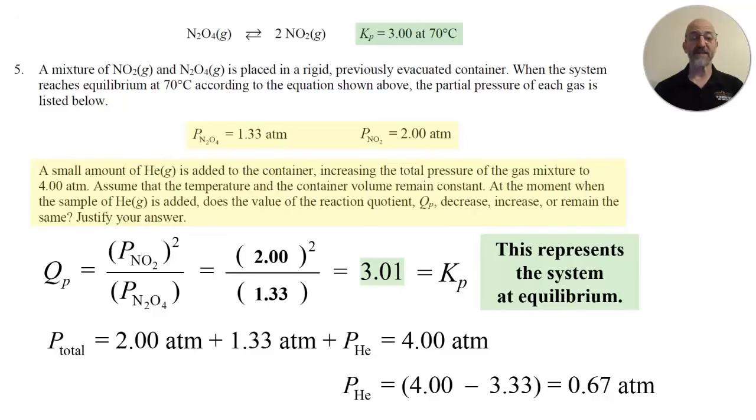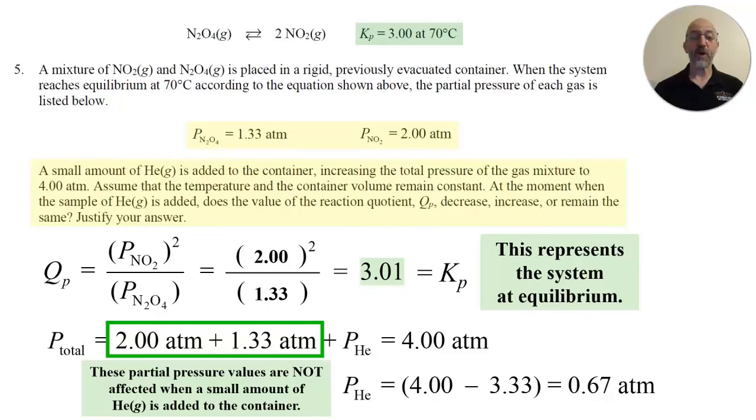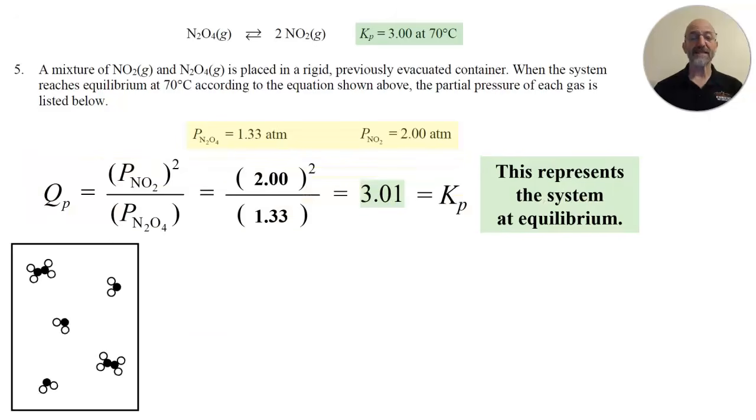But the more important thing for us to consider is not the partial pressure of the helium, but take a look at these values. These partial pressures for NO2 and N2O4 have not changed. They are not affected when that small amount of helium gas is added to the container. And so if these partial pressure values have not changed, then the numerical value of the reaction quotient, Q, also has not changed.